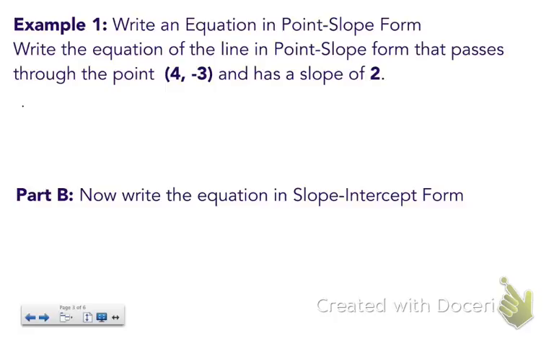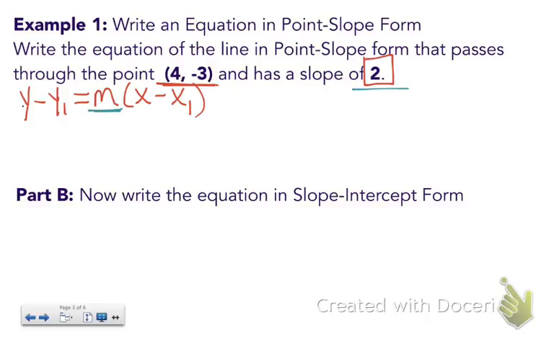Okay, example 1. Write an equation in point-slope form. So, write the equation of the line in point-slope form that passes through the point 4, negative 3, and has a slope of 2. So remember our formula, y minus y1 equals m times x minus x1. So notice that the formula is written as subtraction, so you have to be very careful with that. So we're going to plug in 2 where we see m, and we're going to plug in 4 for x1 and negative 3 for y1. So y minus a negative 3 equals 2 times x minus 4.